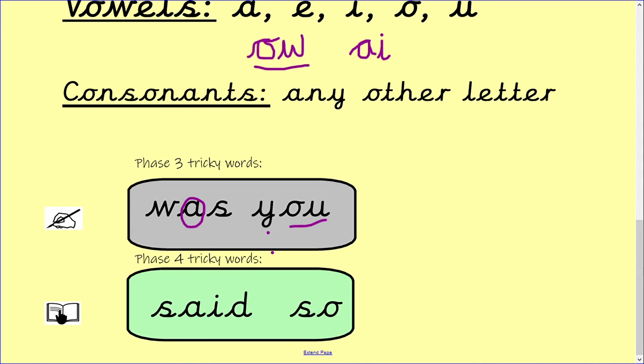And then also we're learning to read tricky word said and tricky word so. So once again, it's not aid. No, that doesn't sound right. It's ed. So the A and the I is actually making an eh sound. And so, it's not an O at the end, it's not so. It's that O is making an O, long vowel sound.